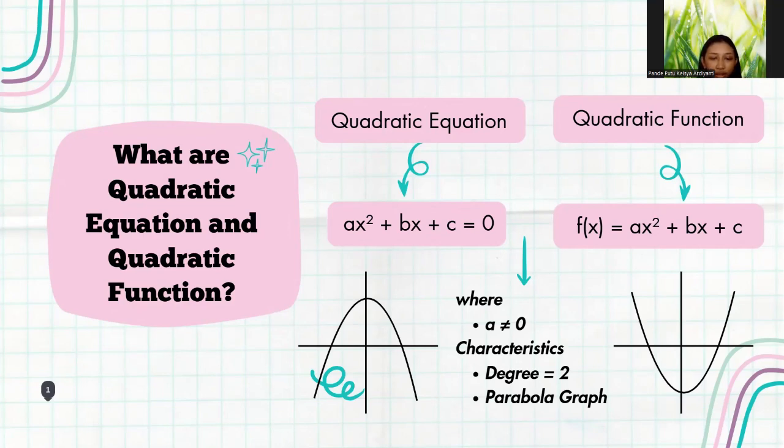A quadratic function has a similar form: f(x) = ax² + bx + c. Unlike a quadratic equation, a quadratic function describes the relation between an input value and output value. Its graph is a parabola. If the value of a is positive, the parabola opens upward. If the value of a is negative, it opens downward.